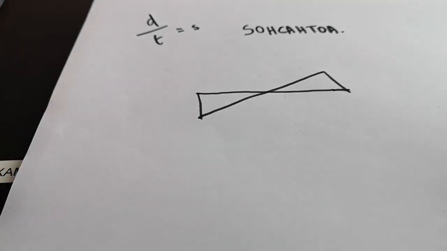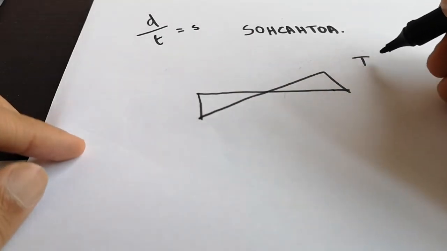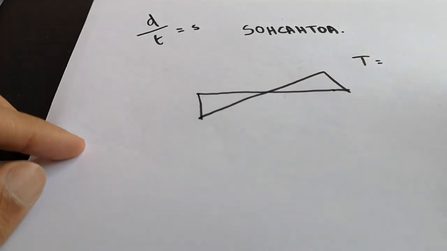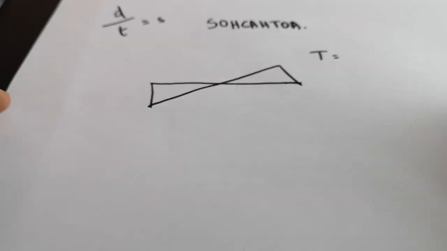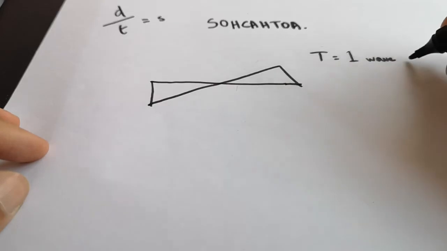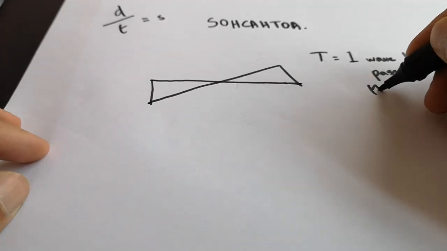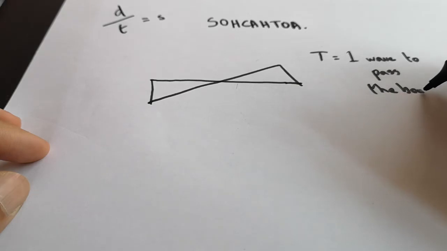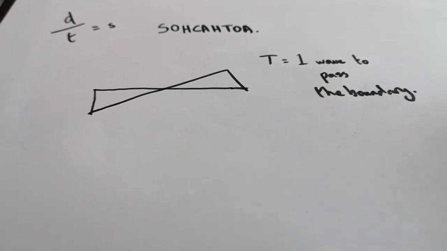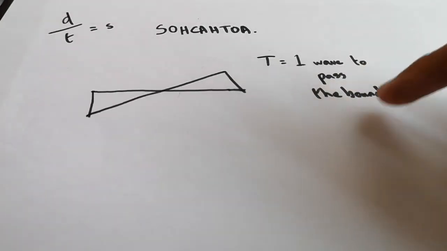Now the first thing we need to know is the time it takes. When we make reference to time, what we're talking about here is the amount of time it takes for one wave to pass the boundary. Okay, so that's the first thing that we're considering, the time it takes one wave to pass the boundary.